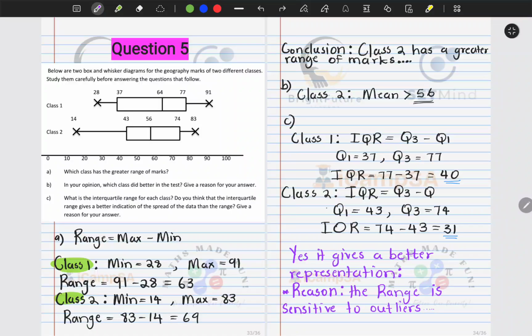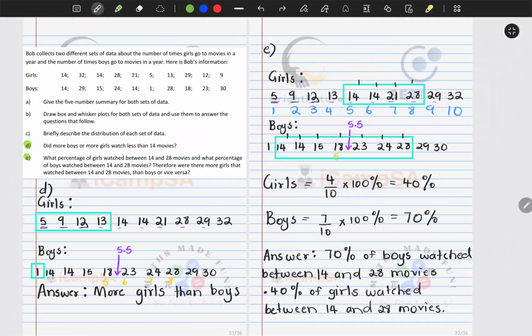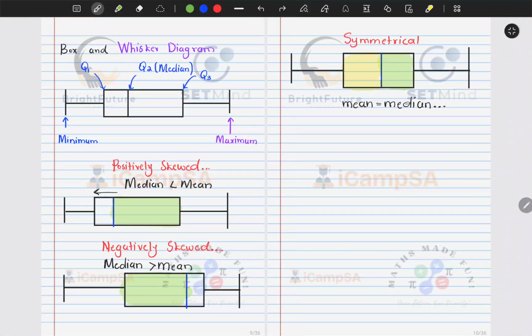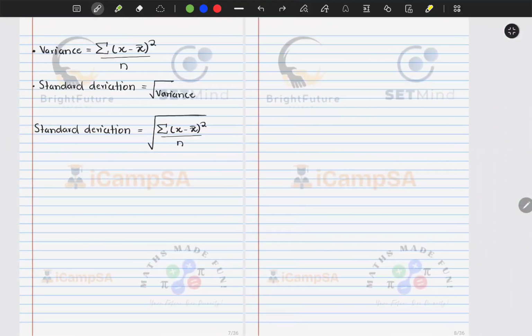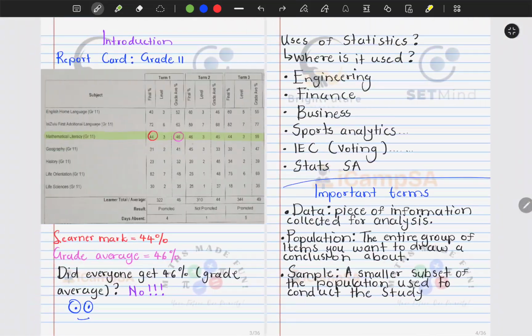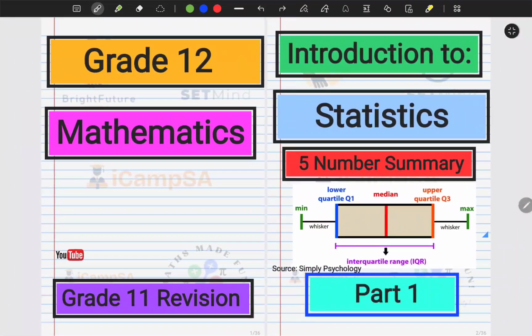So those are my thoughts, guys. I hope that you do understand all the work which we did here today. So please, I urge you to go and revise everything that we did. Make sure that you remember skewed to the left, skewed to the right, symmetrical, and all of this: standard deviation, variance, mode, mean, and all the other fundamentals which we covered here. And remember, this is part 1. It is an introduction to stats of grade 12, but a revision of grade 11 statistics.